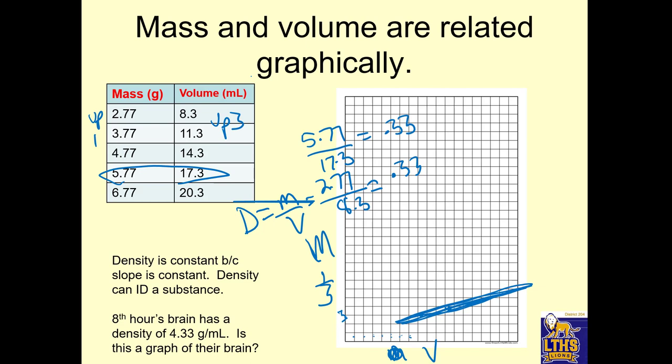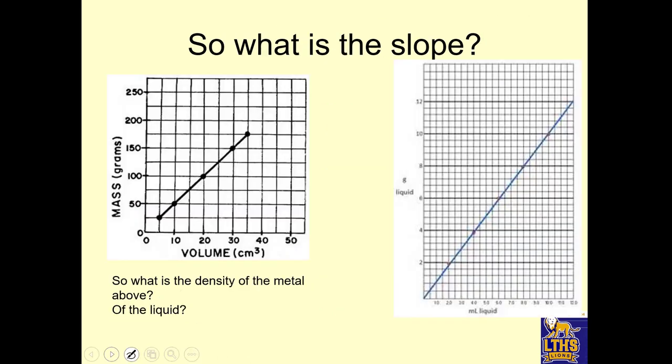If eighth hour's brain has a density of 4.33, is this a graph of their brain? No, because this has a density equals 0.33. All right, so what is the slope? The slope is rise over run, right?